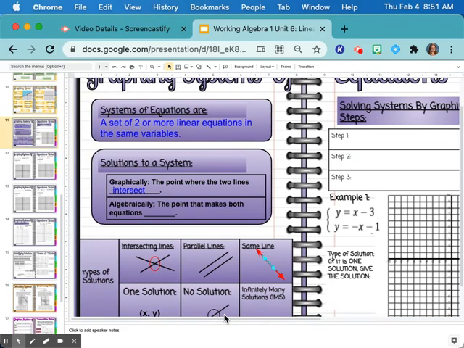So you're going to graph both equations on the same graph. And then where they intersect, that's going to be your solution. It's going to be a point. You can also solve a system algebraically by looking for the point that makes both equations true.